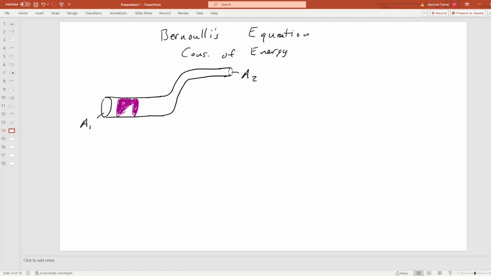And so my chunk of mass might look like this. And it will have delta x1. And up here, it'll be stretched out from the consideration that we just had from the continuity equation.